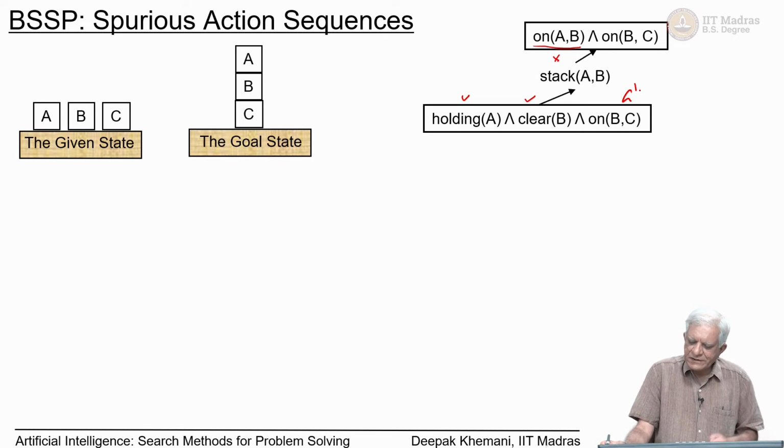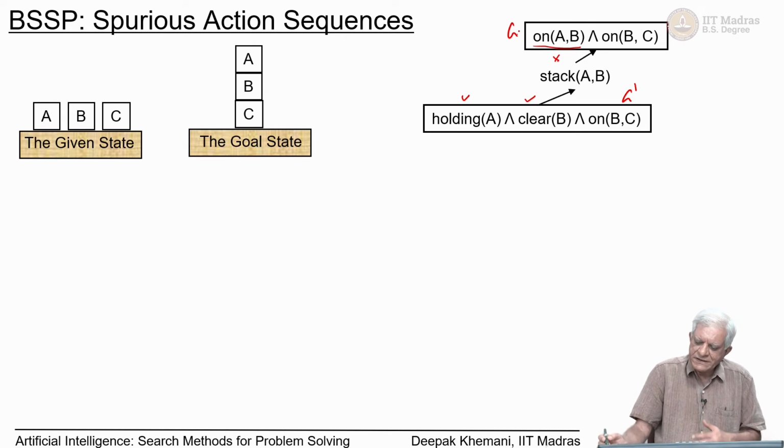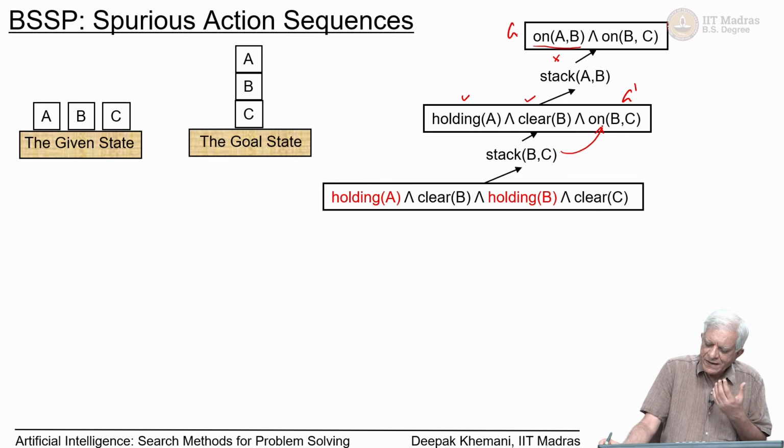Now, we look at this G prime. This was G, and then from G we regress to G prime, and now we are asking how to make G prime true. Stack BC is relevant because it achieves on BC. So, it is a relevant action.